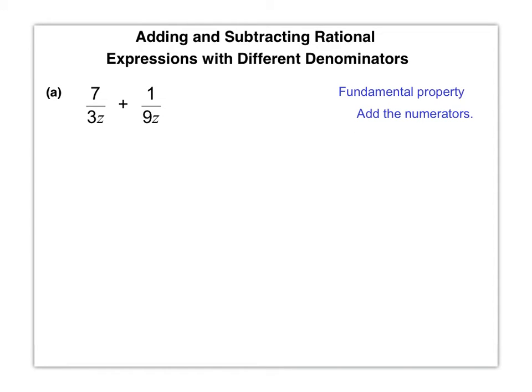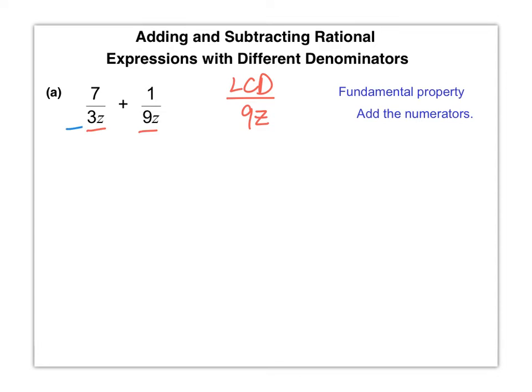All right, now let's get to actually adding and subtracting rational expressions with different denominators. We need to first find the least common denominator, the LCD, looking at 3z and 9z. The least common multiple of 3 and 9 is 9. And since both denominators have z, z is part of our least common denominator. We want to make sure each of those denominators are expressed as 9z.